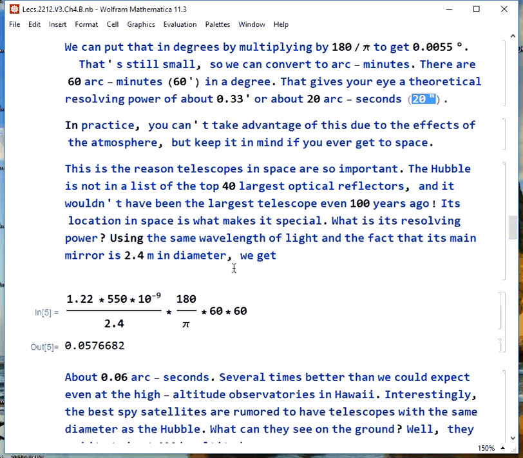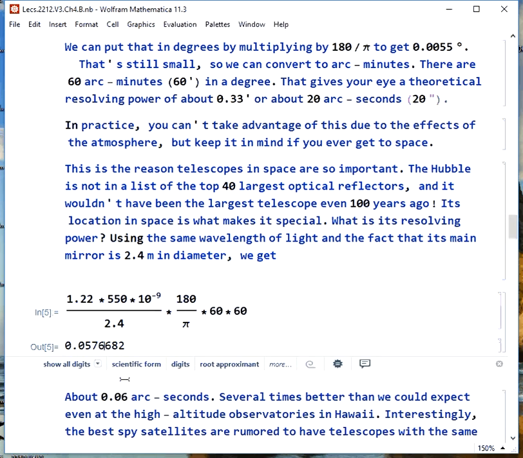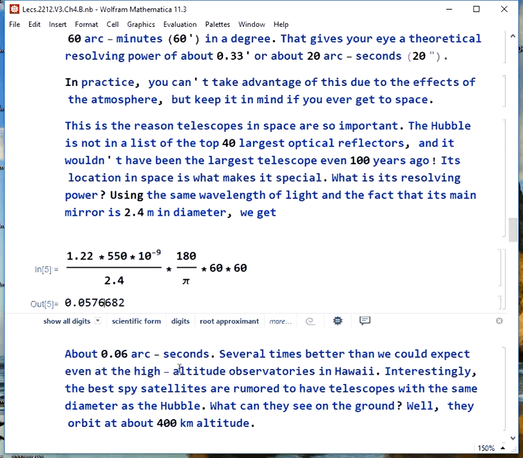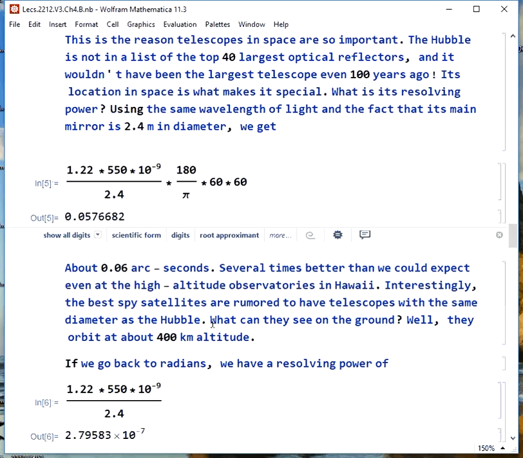If we use the same wavelength of light and with the fact that its main mirror is 2.4 meters in diameter, and we put it in degrees and then arc minutes and then arc seconds, we get about 0.06 arc seconds. This is incredibly good. This is much better than even the high altitude large observatories in Hawaii. The best spy satellites, in fact, are supposed to be basically telescopes like the Hubble pointed at the ground. We can ask ourselves what they can see on the ground. They orbit at about 400 kilometers of altitude.